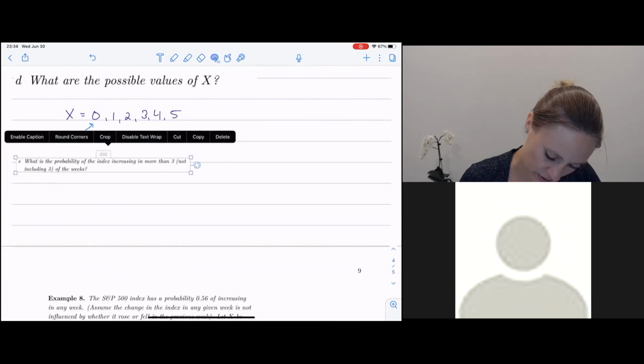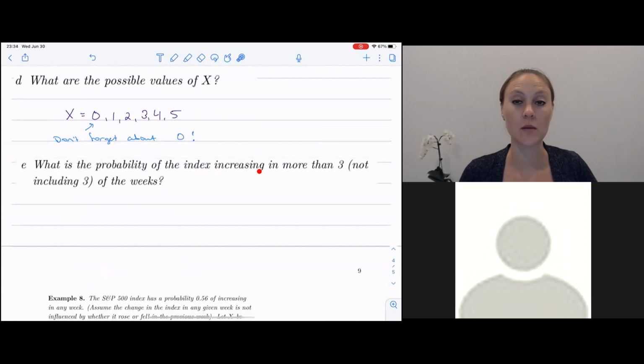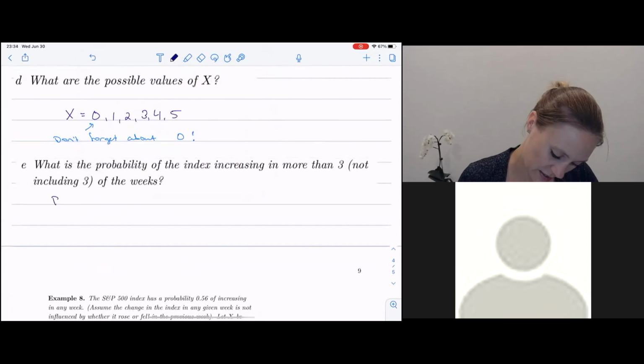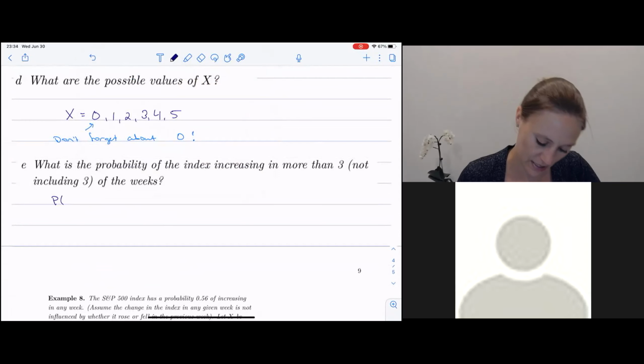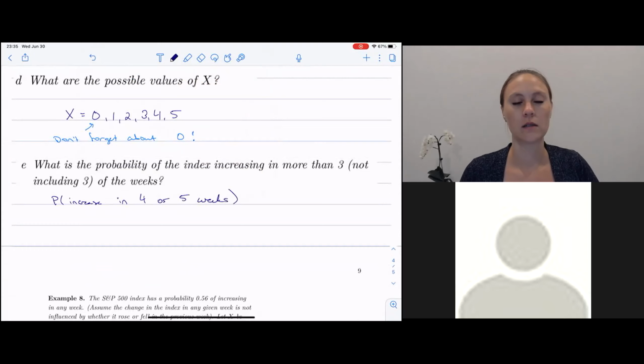So now we want to find the probability of the index increasing in more than 3, not including 3, of the weeks. So we can write that out, just translate it into words. It's the probability of an increase in 4 or 5 weeks, right?